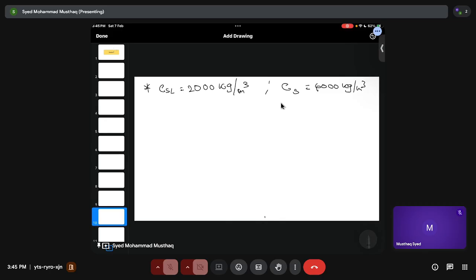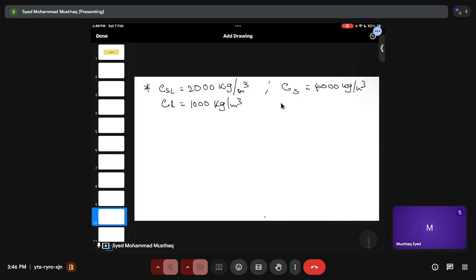So we know, let's assume our slurry is made up of water, right? I'm just taking random numbers, so there's no need to get confused too much. Let's take the density of liquid as 1000 kg per meter cube, which is water.